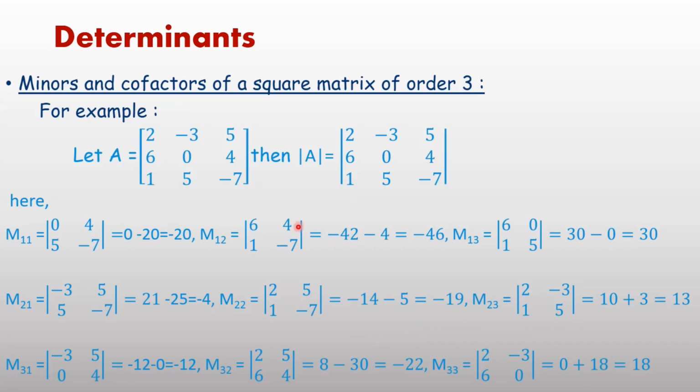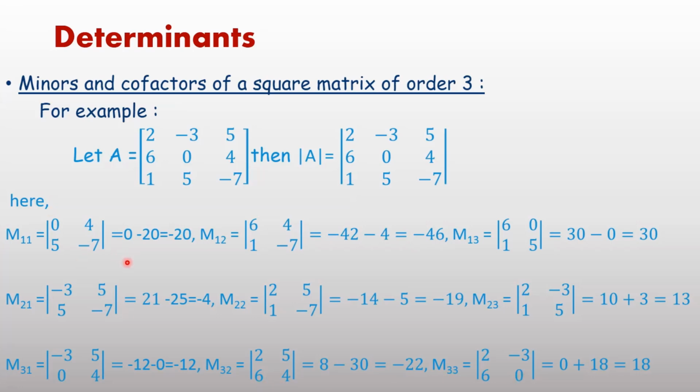Similarly, next 3 elements. M31 means delete third row first column. What remains: minus 3 5 0 4, calculated minus 12. Similarly, M32: delete third row second column, you will get remaining elements 2 5 6 4, 8 minus 30 equal to minus 22. And M33, same process: 2 into 0 0 plus 15, 15.